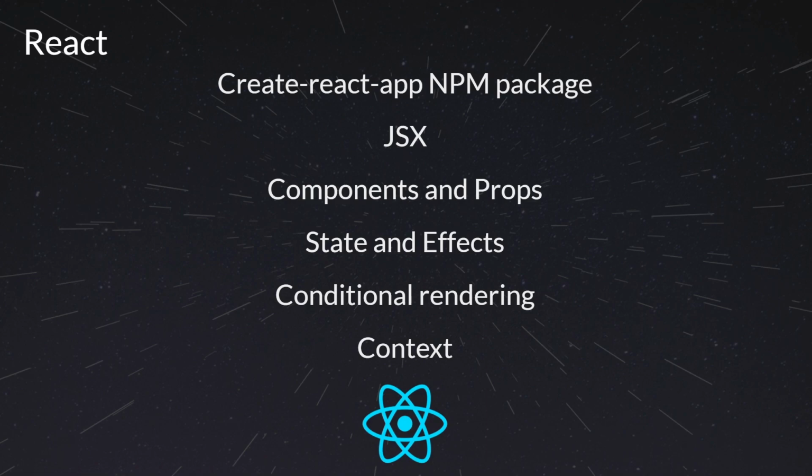Conditional rendering is how we decide when to render a component, when not to render a component, how we can do different pages with React. So we render content of one page only when the URL is a specific path, stuff like that.